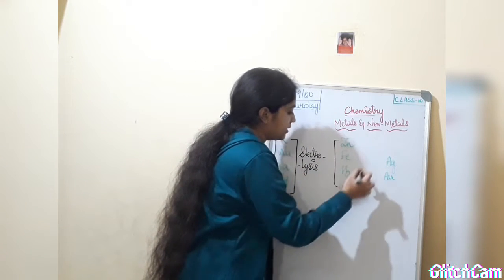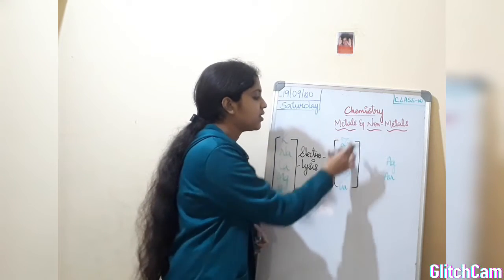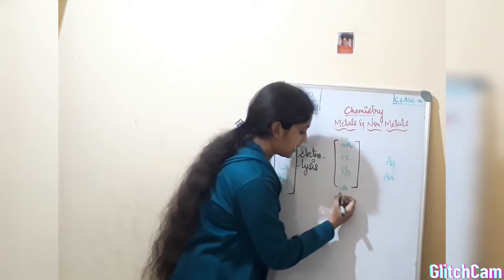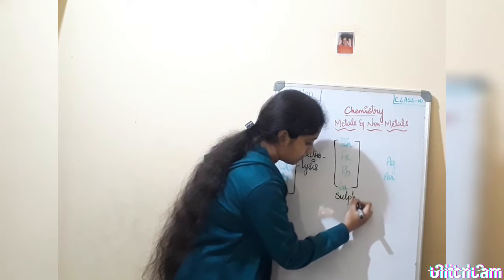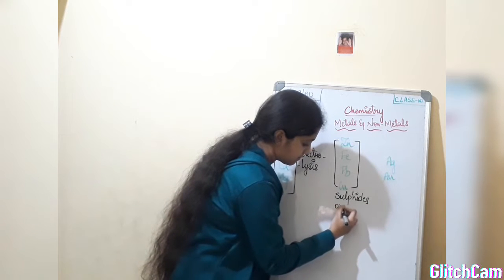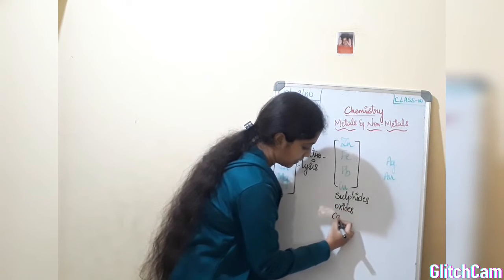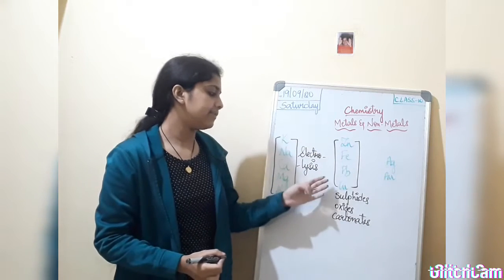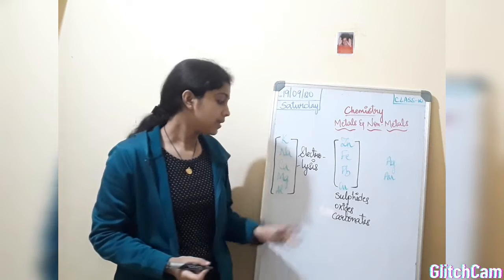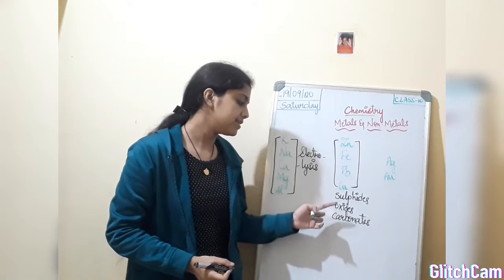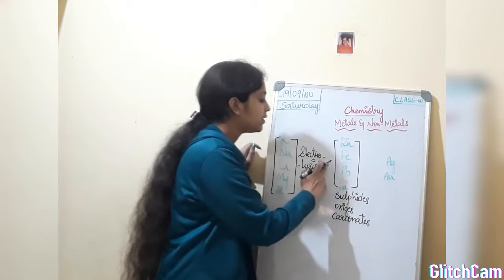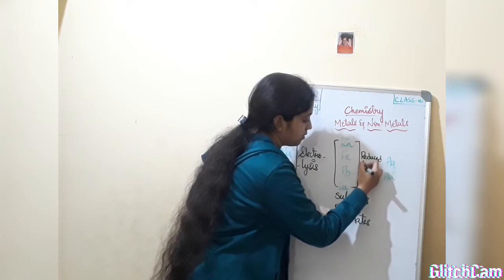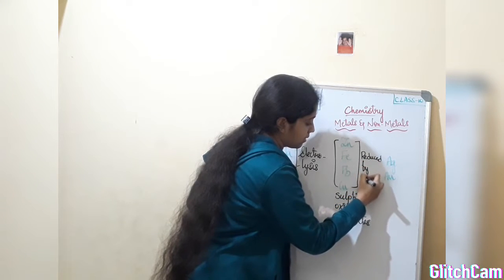Zinc, iron, lead, copper: these are the moderately reactive metals, which are found in the Earth's crust in the form of sulfides, oxides and carbonates. So moderately reactive metals are found in the form of their sulfides, oxides or carbonates, and these are reduced by carbon.